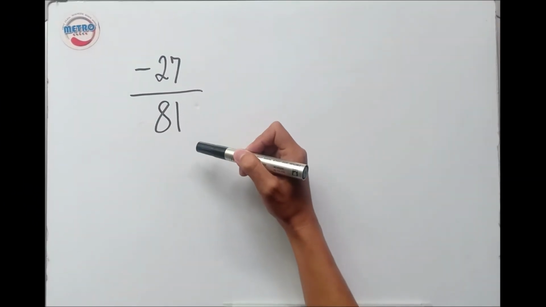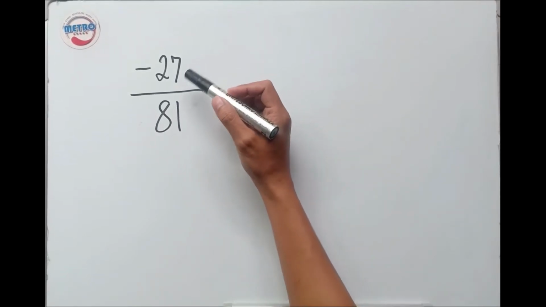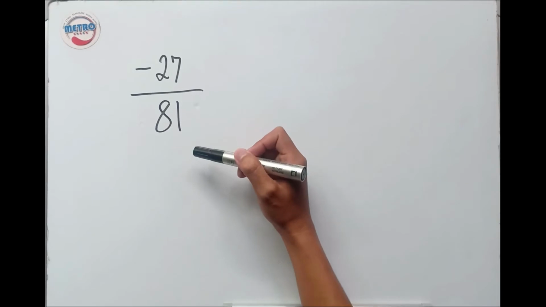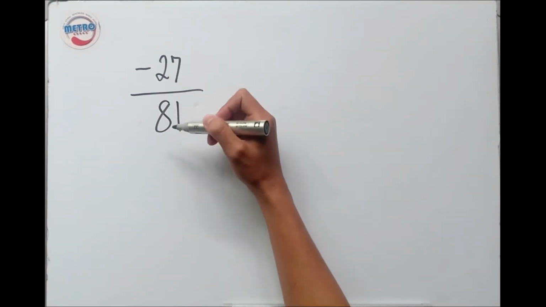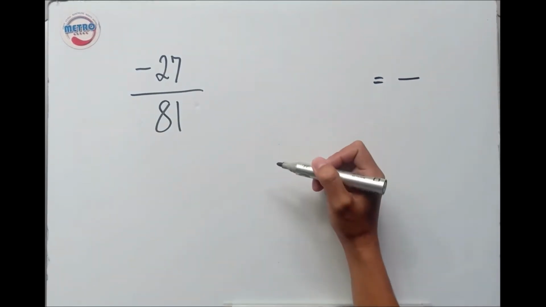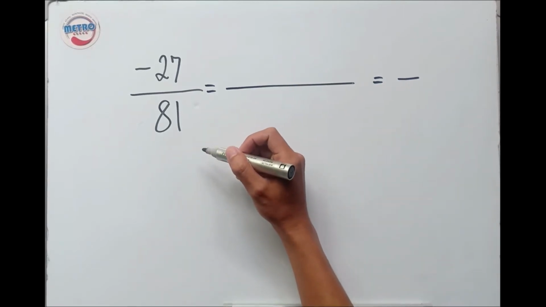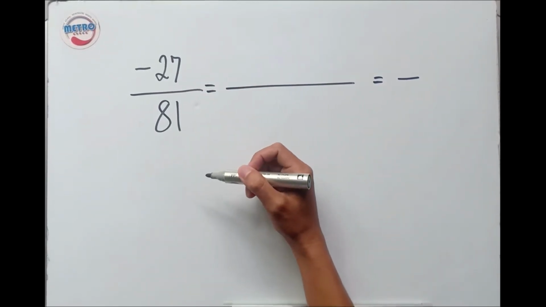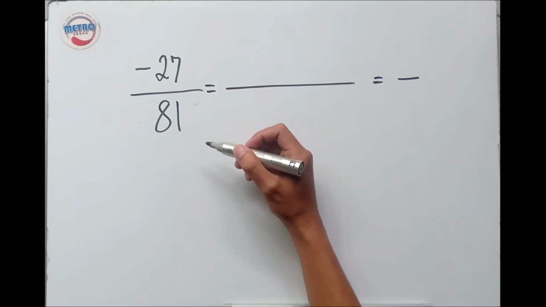Let's have the third example for simplifying rational expressions. We have now -27 over 81. If you notice, the given is negative. If one number is negative, the answer will automatically be a negative number. Now, let's do the same process. If you think the numbers are big, let's try to divide by 2. But if the given is not divisible by 2, let's try to divide by 3.